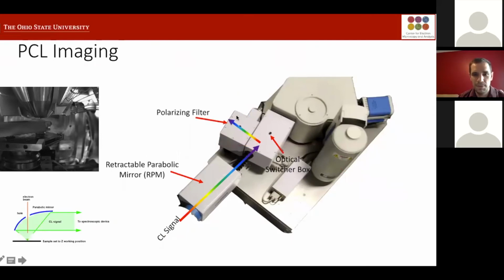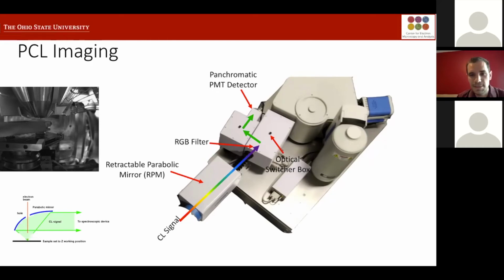Or we have polarizing filters, so we can do those kinds of experiments as well. Or we can throw in a red, green, blue filter here. Again, it's just imaging one color at a time, but it's a nice way to start looking at your sample if you're going to be doing some more complex analysis with the system.